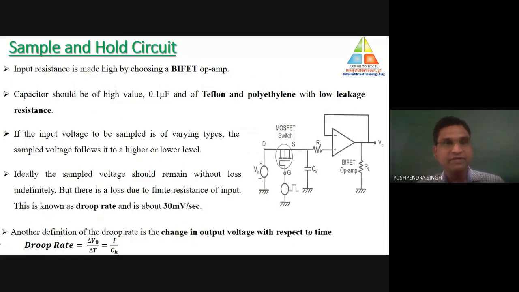Now, the third one is which kind of MOSFET or switch we are using here. We are using the BiFET op-amp. Why BiFET op-amp? Its input impedance is very high, or extremely high. That's why as a switch we are using the BiFET op-amp.